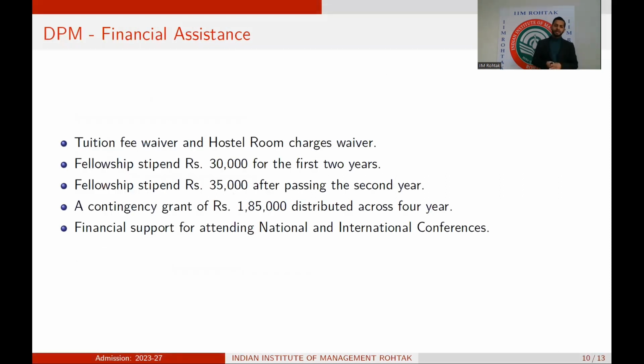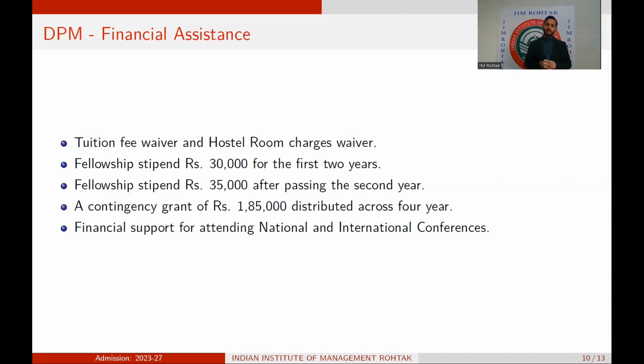So this is the main financial assistance that we provide to our doctoral students. In addition to the tuition fee waiver, we also provide a hostel room charges waiver. This is a 4-year residential program, and we expect that all the scholars stay here for the entire 4-year period, and we do not charge them for any lodging and accommodation. In addition to that, we also provide a stipend of rupees 30,000 for the first 2 years. During the first 2 years of their coursework, we provide 30,000, and after the successful comprehensive examinations, we increase the stipend to 35,000, and for the 3rd year and the 4th year, the stipend is 35,000 per month.